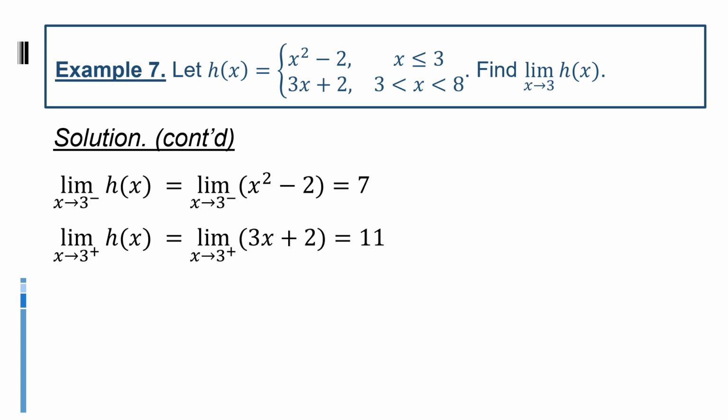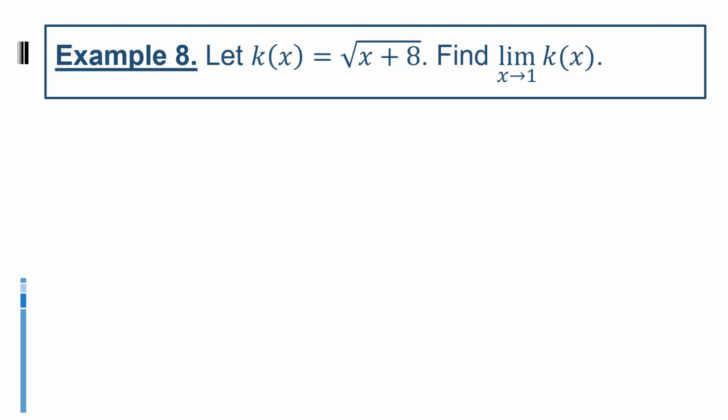So since yung left hand limit natin is 7 at yung right hand limit natin is 11, and they are not equal, then we say that the limit as x approaches 3 of h of x does not exist. We let k of x be equal to the square root of x plus 8. Then let's find the limit as x approaches 1 of k of x.